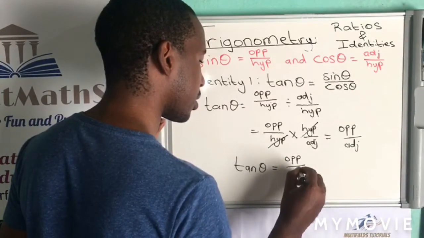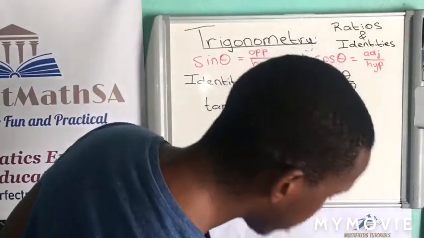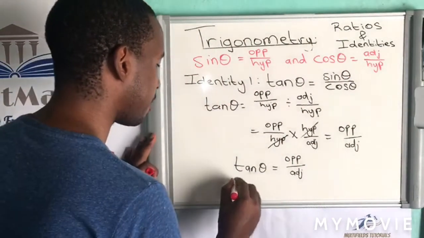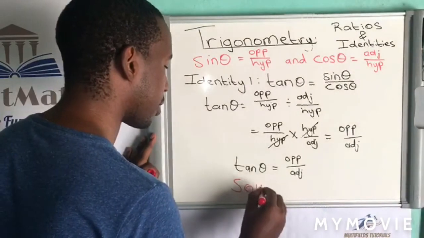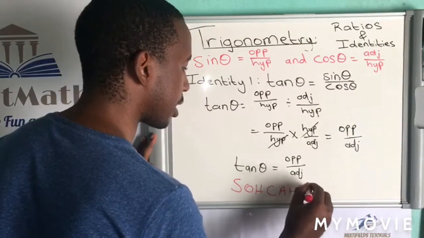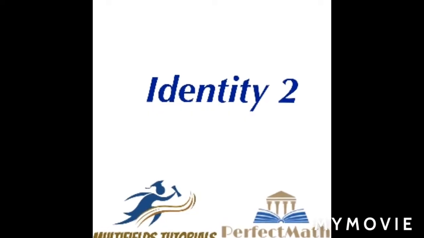We can also define tangent theta as equal to the opposite side divided by the adjacent side. So we have a very nice acronym, SOHCAHTOA, to remember these ratios: sine is equal to opposite over hypotenuse, cosine is equal to adjacent over hypotenuse, and tangent is equal to opposite over adjacent.